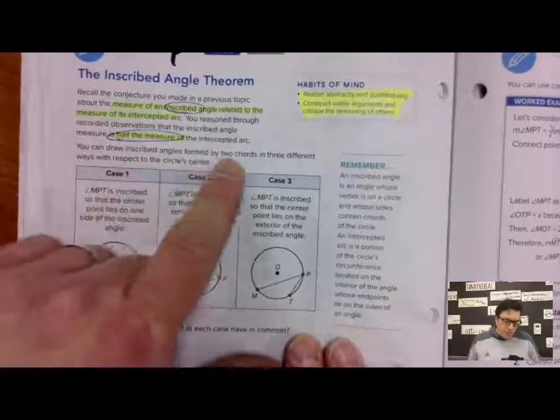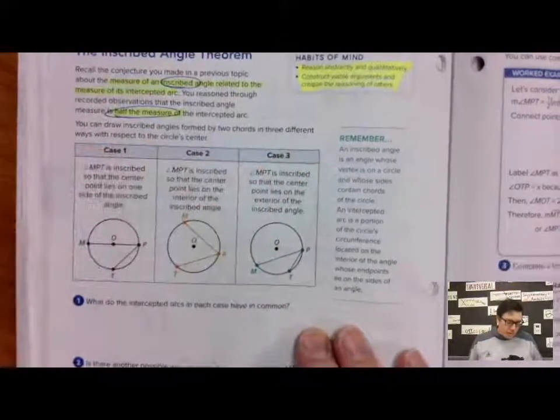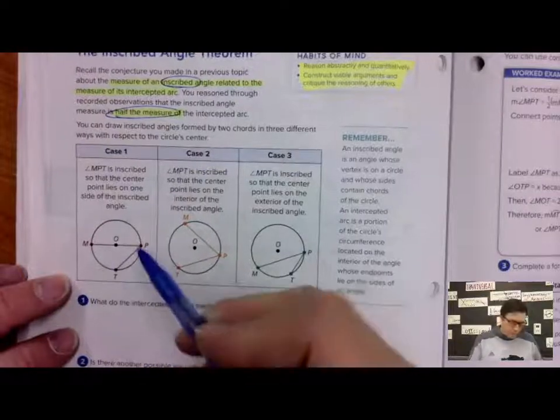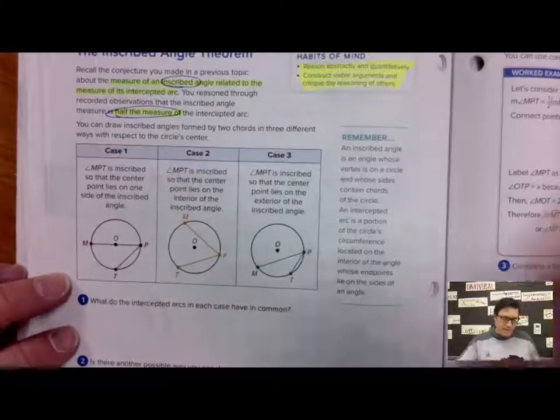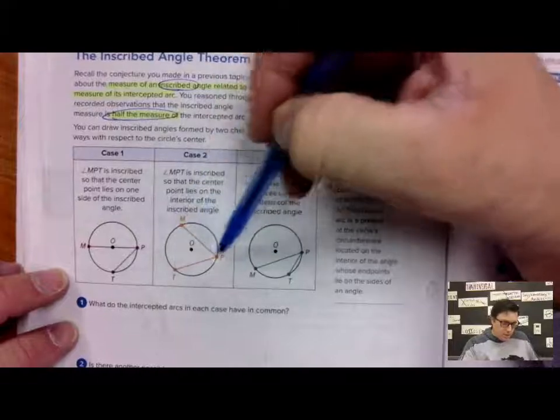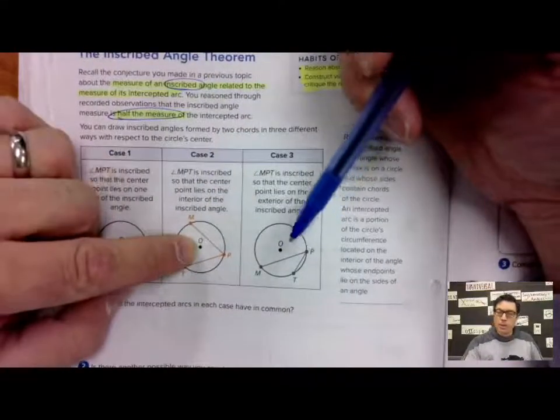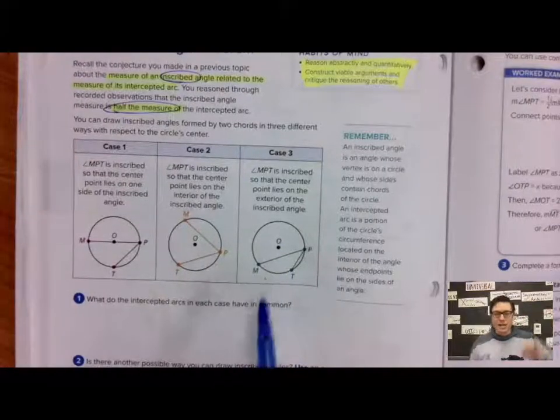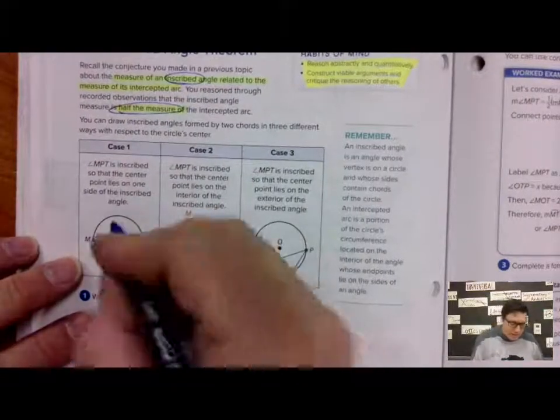We can draw inscribed angles formed by two chords in three different ways. So we could draw a chord through the center that makes it a diameter, and then draw another chord off to the side. Or we could draw two chords that put the center in the middle, or we could draw two chords that put the center outside, in the exterior of that inscribed angle.